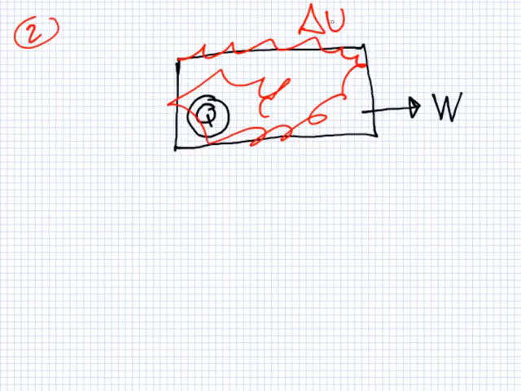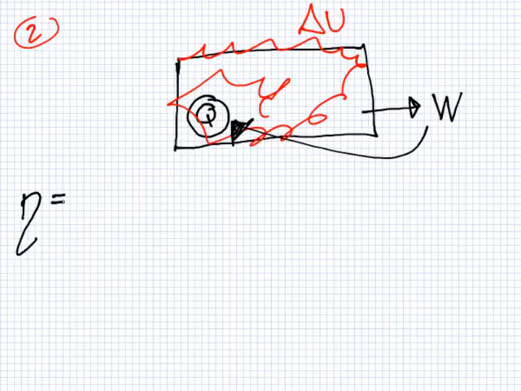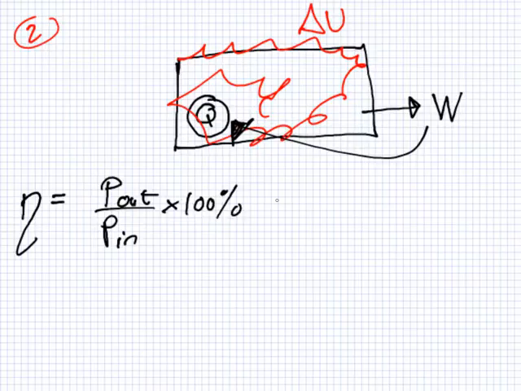You only care about which energy here? The work. And where does the work come from? Q. So efficiency, do you remember, it's power out over power in multiplied by 100. So what is the power out here? Or it doesn't have to be power, it could be energy out over energy in times 100.